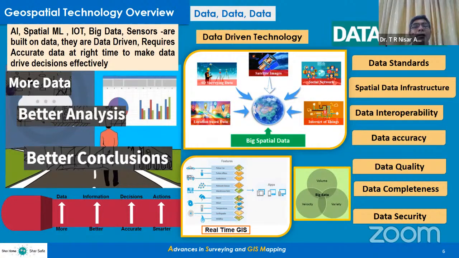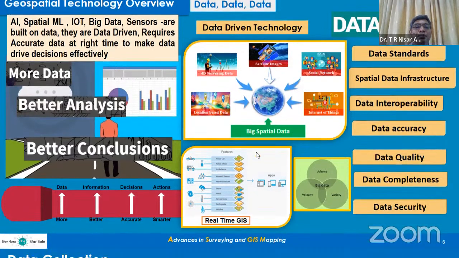Having said that it's a data-driven technology, we should also keep in mind that we should have the policy and procedure to maintain the data standard and to develop the spatial data infrastructure, SDI. The data should be exchangeable, or interoperable. We should have data quality, data completeness, and finally, data security.